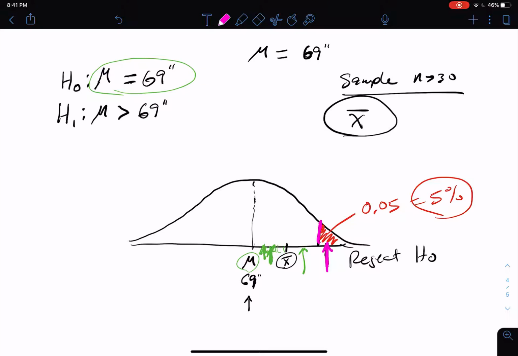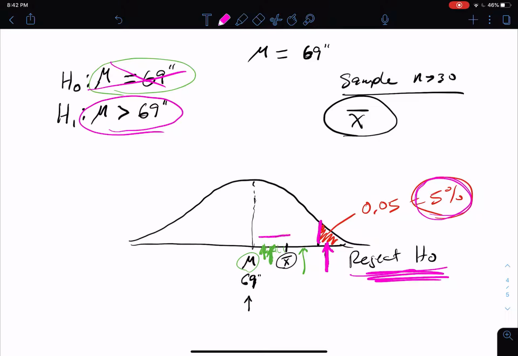See, so there will be a cutoff. We'll have to know what that number is. But if we get into that region which is highly unusual, then we're going to say, well, this is unusual, and because that's unusual, I'm going to reject that null hypothesis, which means I'm going to go with the alternate hypothesis. And that's kind of what's going on here. So really, the further away from the mean to the right, the more we want to reject.